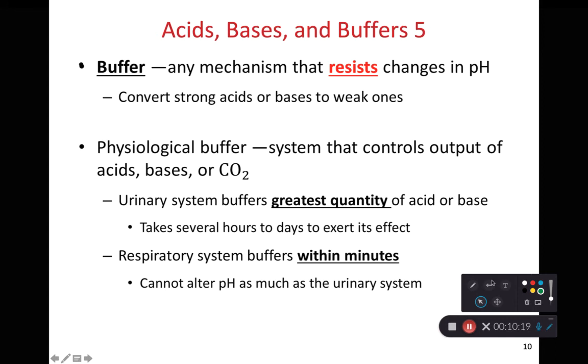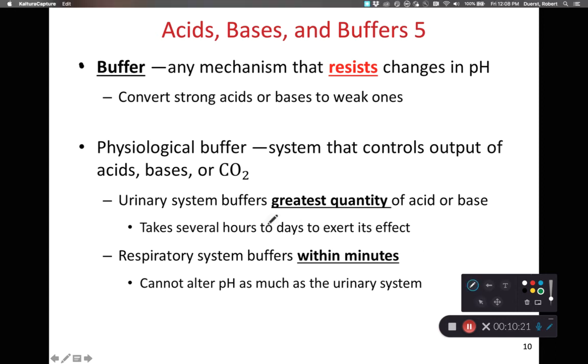Now, the downside of the urinary system accounting for our acid buildup in our body is that it takes hours or days to have an effect. We're not constantly urinating every second of every day. So we need something that works fast. The urinary system is a good long-term solution, but we need a short-term solution as well. And our short-term solution is our respiratory system. And instead of taking hours or days, it takes minutes to modulate the pH of our body.